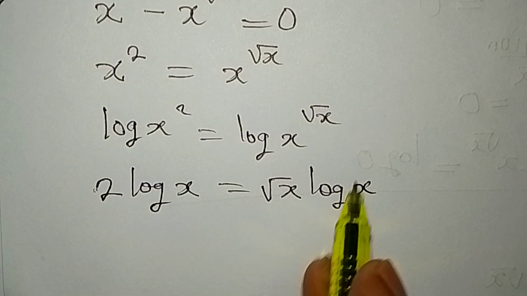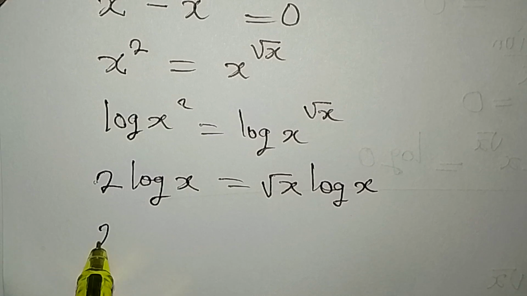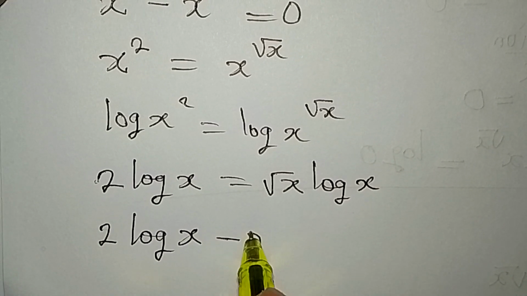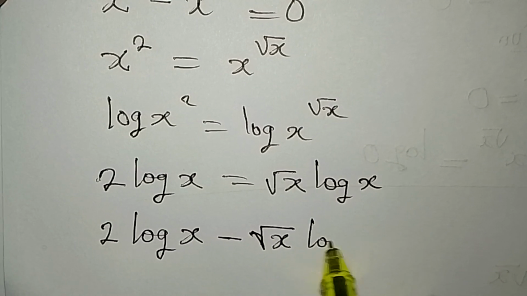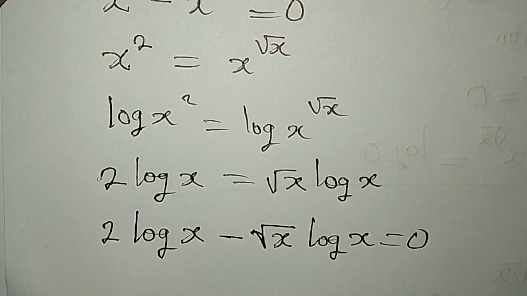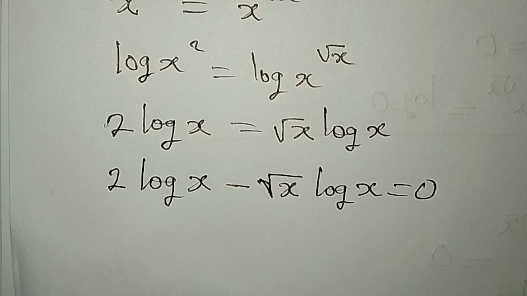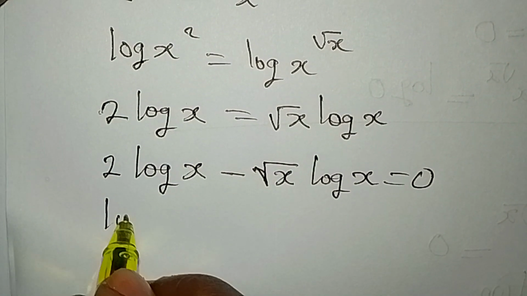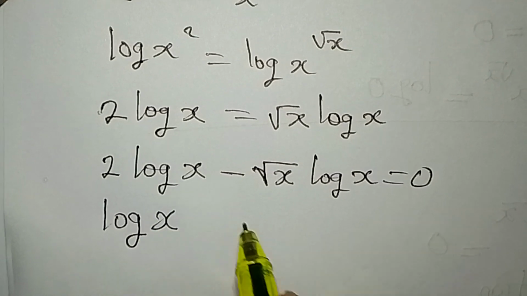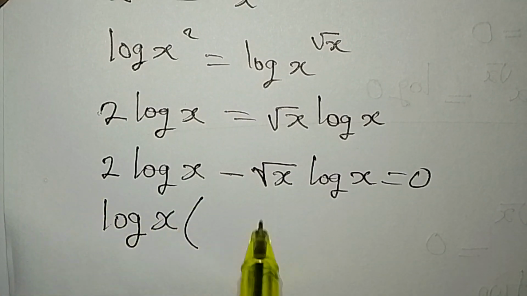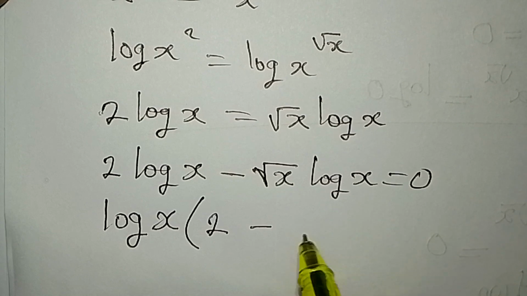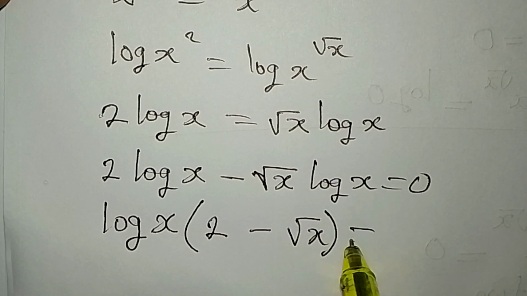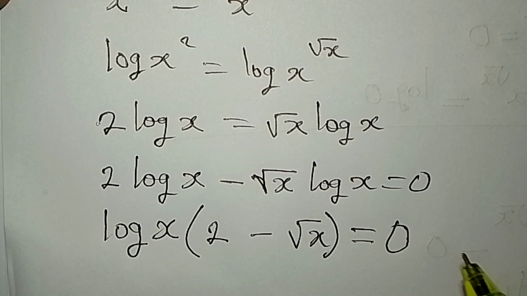Now imagine I bring this to the other side. Okay, we're going to have 2 log x minus square root of x log x equals 0. You can see that, right? And then what again? We have log x and log x. So let's factorize so that we get log x as a common factor. Now here 2 will be left. Then minus here root x will be left. And this is now equal to 0.